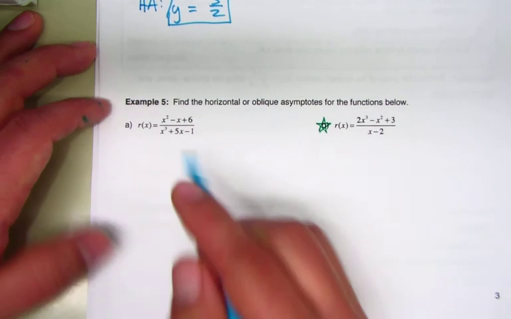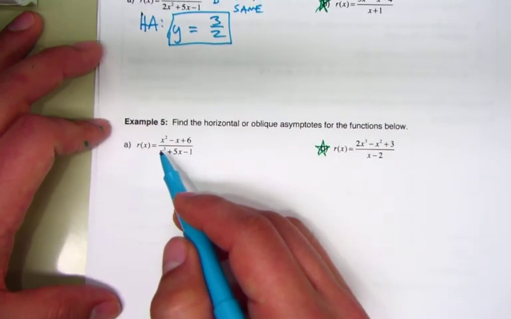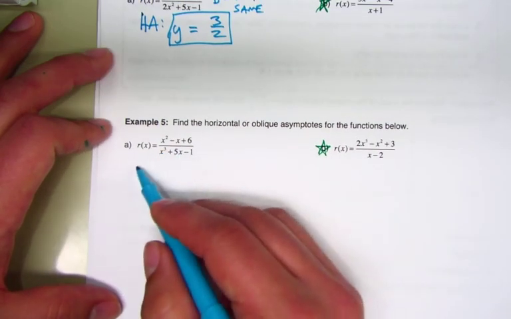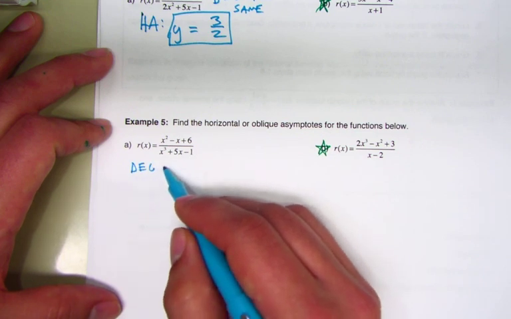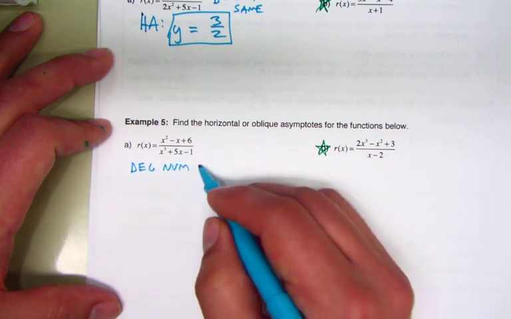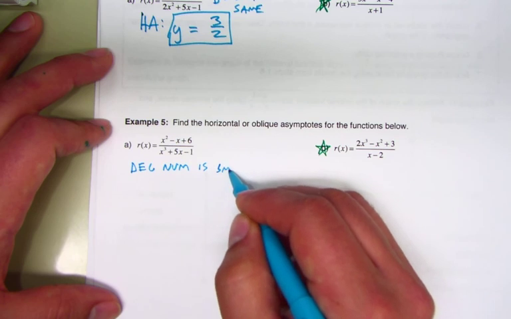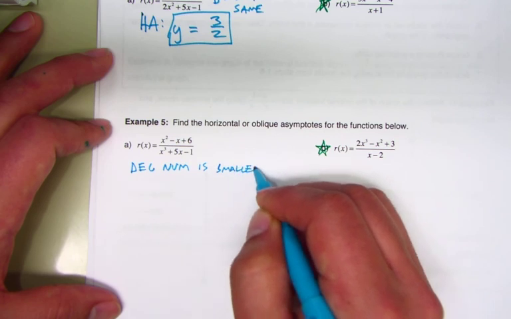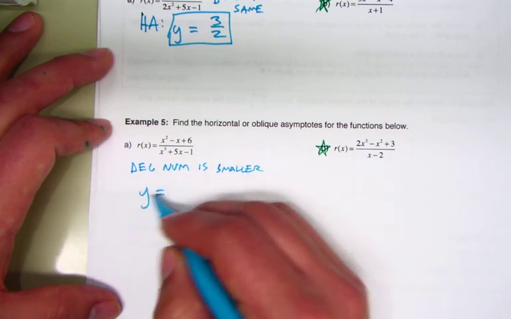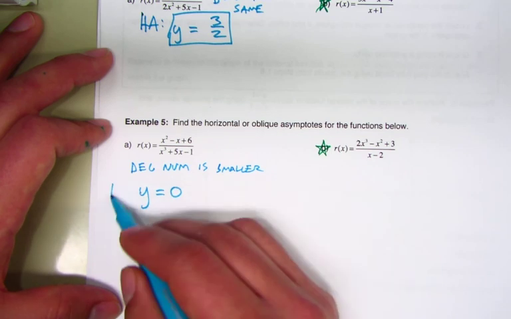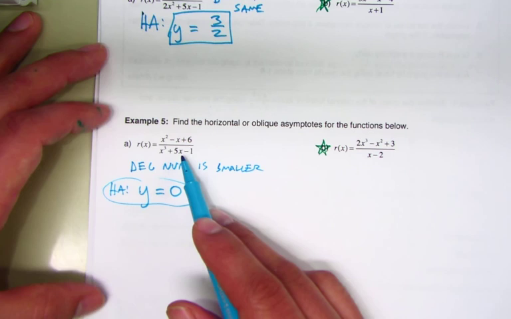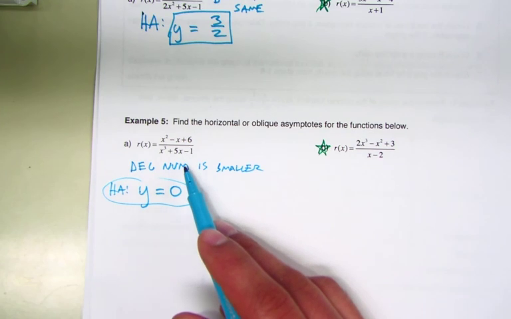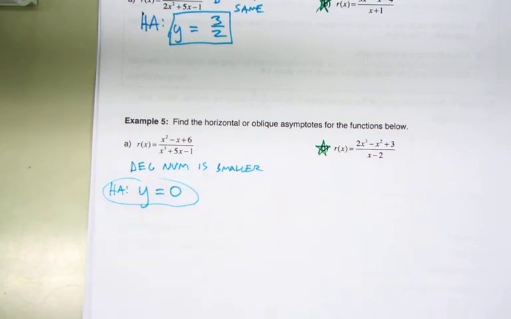The next one with the horizontal asymptote is this one. Here we have a degree that's different. The degree of the numerator is smaller, right? So what does that translate to? Yeah, it's just y equals 0. It's always 0 if the degree in the denominator is the larger one. I like those.